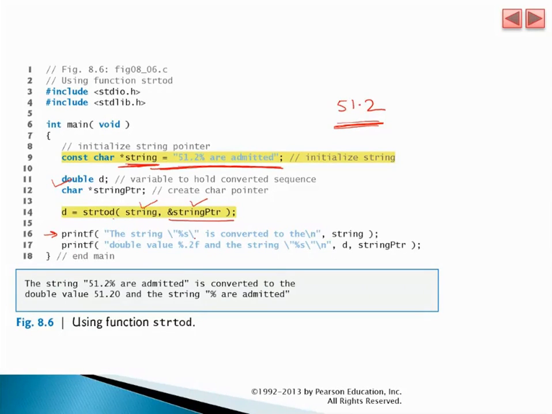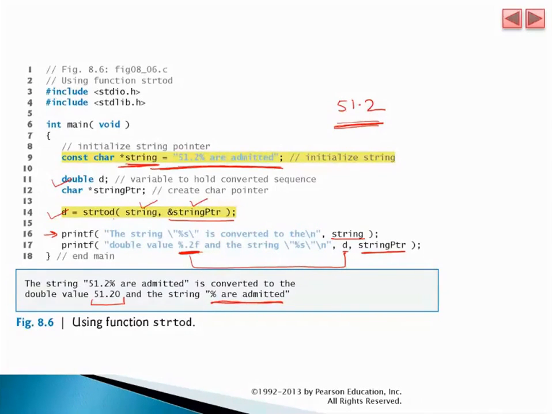This printf is a simple printf. It will actually print the string. Okay, so the string is converted. Now let's see the next line, the second printf function, the double value. We are taking this value from D, and you can see that after this function executes, D contains 51.20. And the string pointer is now pointing to the remaining string.